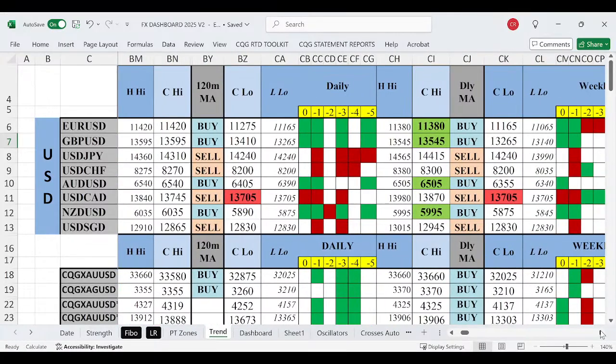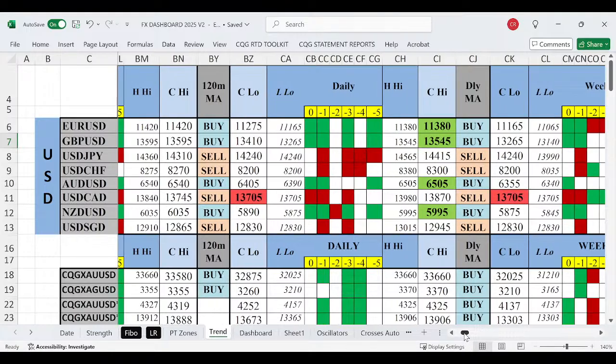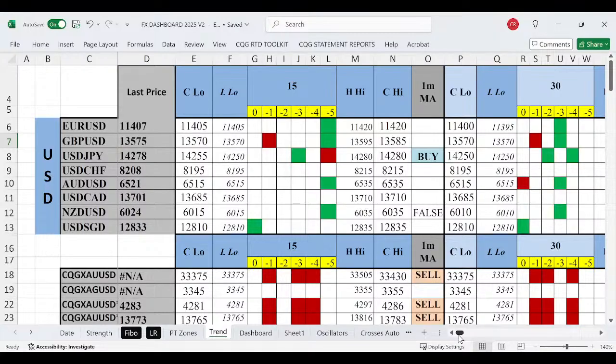Euro is up on the daily and weekly. Pound is up on the daily and weekly, and yen is flat. Swiss franc is flat. Aussie is up. New Zealand is up. Canadian is flat. So we are seeing dollar weakness at the beginning of the week.